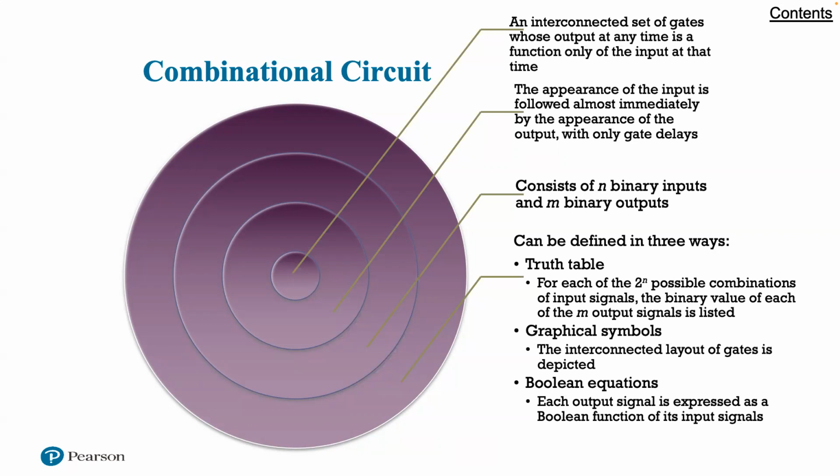As with a gate, a combinational circuit can be defined in three ways. First, truth table. For each of the 2 to the n possible combinations of the input signals, the binary value of each of the m output signals is listed. Second, graphical symbols. The interconnection layout of the gates is depicted. And third, Boolean equations. Each output signal is expressed as a Boolean function of its input signals.